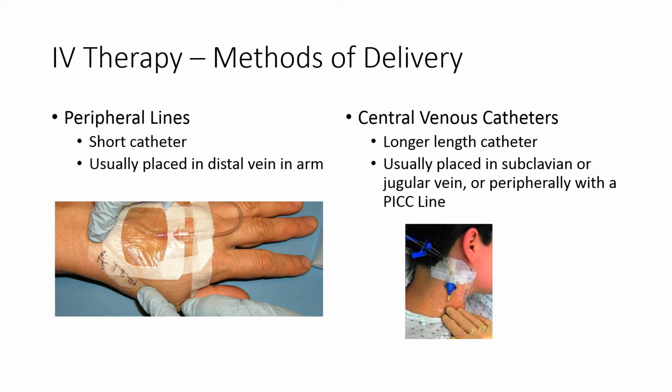We're talking about IV therapy and the methods of delivery. The one we see on the left is the peripheral lines. Peripheral lines are shorter catheters, and they're usually placed in the distal veins in the arm, as opposed to the picture on the right, which shows a central venous catheter. These catheters are longer length catheters, and they're usually placed in the subclavian or jugular vein, or peripherally with a PICC line. Again, central lines we are not going to be talking about in today's lab. That is something that will be covered at length in a whole lab on its own. So the focus for this lab will be on peripheral lines only.